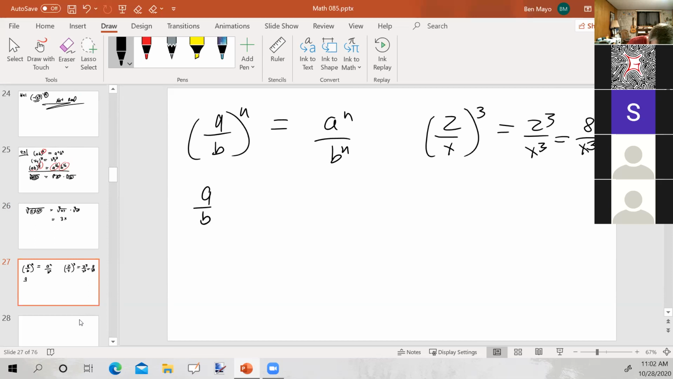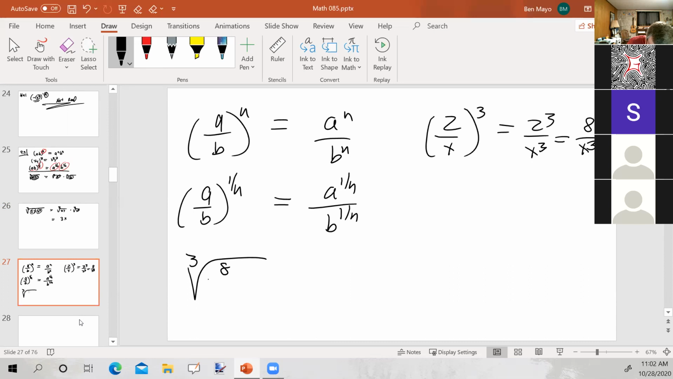Suppose we had a over b to the 1 over n power. That would be a to the 1 over n divided by b to the 1 over n. Converting that into radical notation, that's like having the cube root of 8 over x to the 6th, which would be the cube root of 8 over the cube root of x to the 6th, which would then simplify to 2 over x squared.